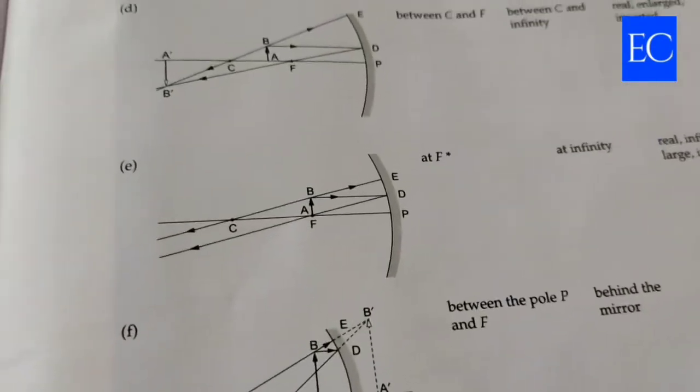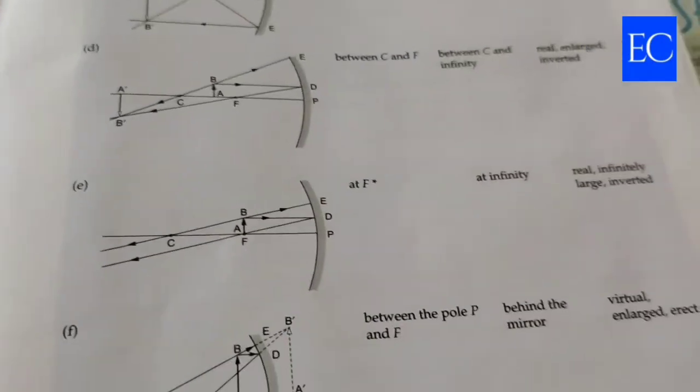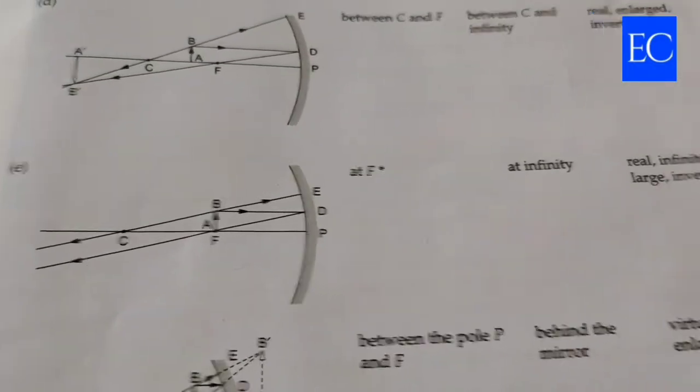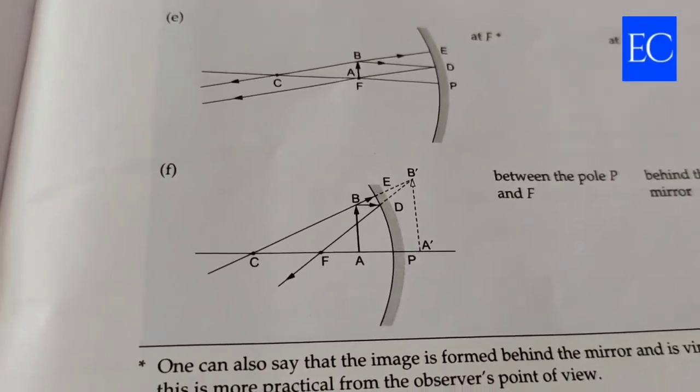Fifth case: when the object is at the focus, the image is at infinity. These two rays are parallel and are never going to meet. So we say the image is at infinity, where they will meet after a long distance, and the image will be highly magnified, large. Now this is the sixth case. This is the only case in which a concave mirror forms a virtual image. The question often comes.